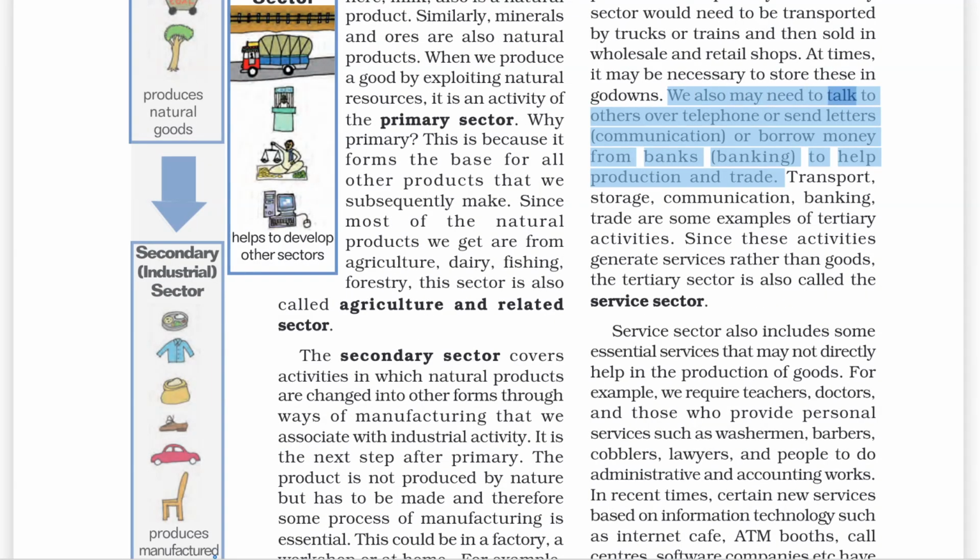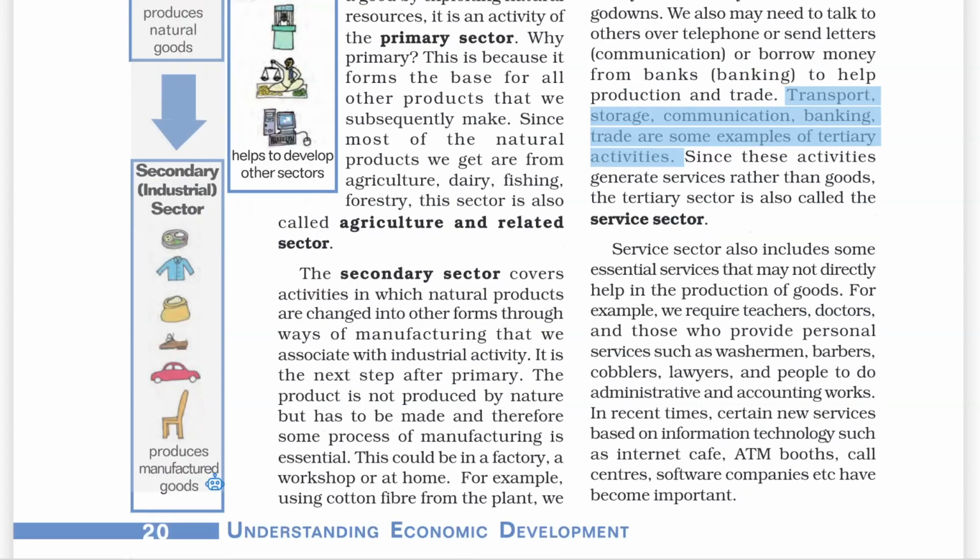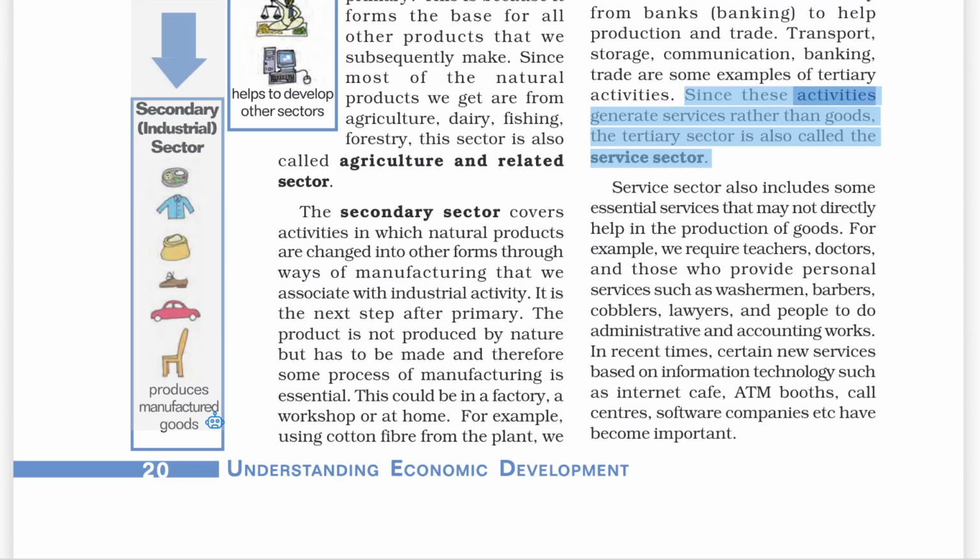We also may need to talk to others over telephone or send letters, communication, or borrow money from banking to help production and trade. Transport, storage, communication, banking, trade are some examples of tertiary activities. Since these activities generate services rather than goods, the tertiary sector is also called the service sector.